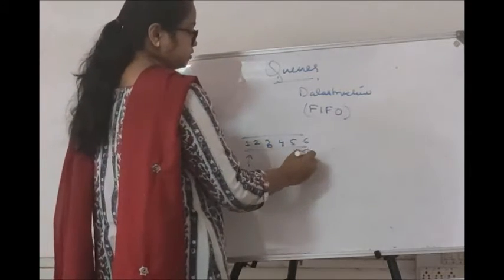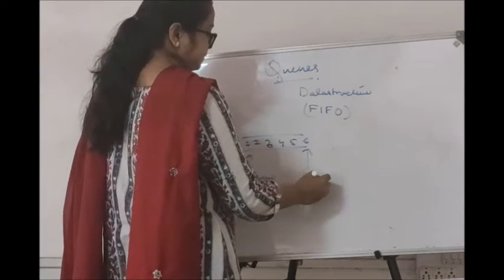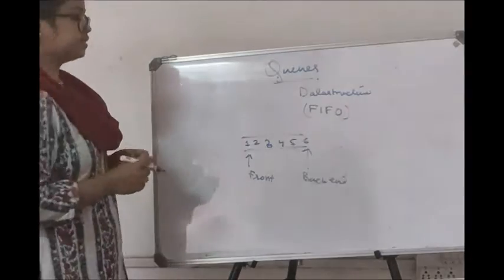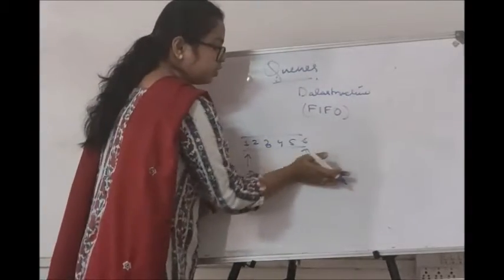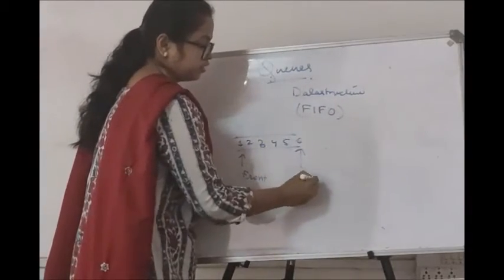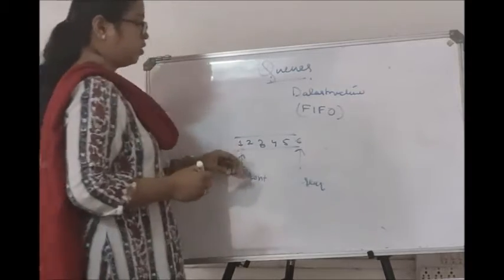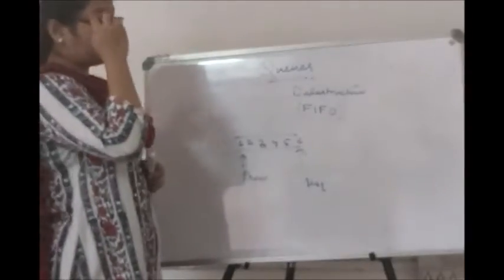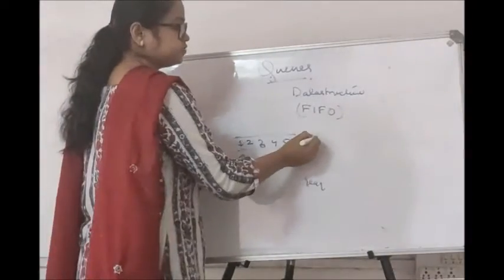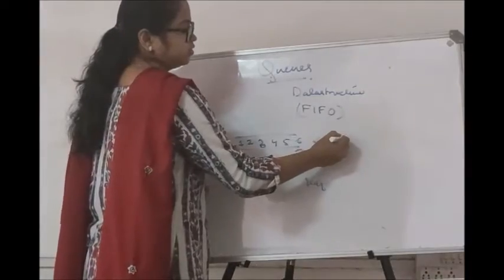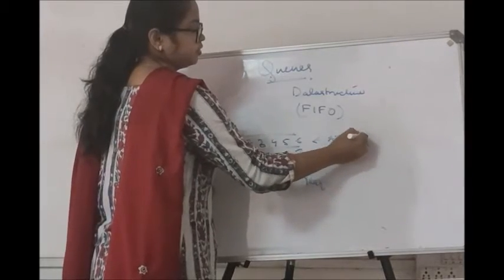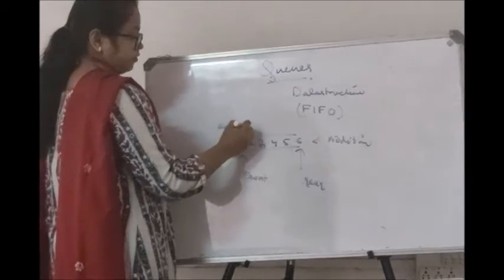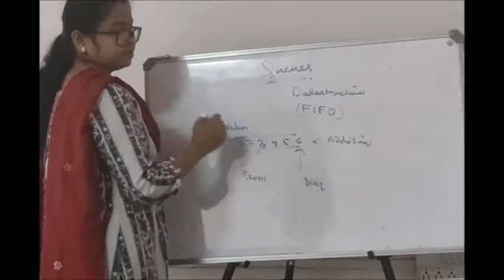and then another one is the back end. Okay, there is a front end, there is a back. The back is called rear. One end is front and one end is rear. Addition of elements always takes place from the rear end. Deletion always takes place from the front end.